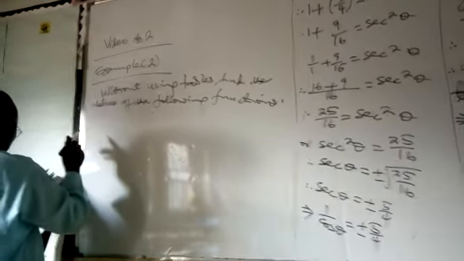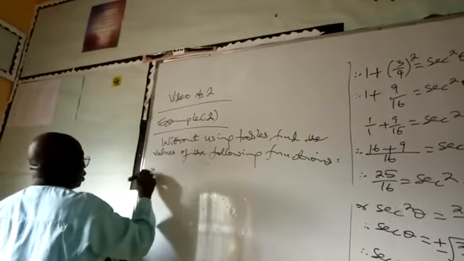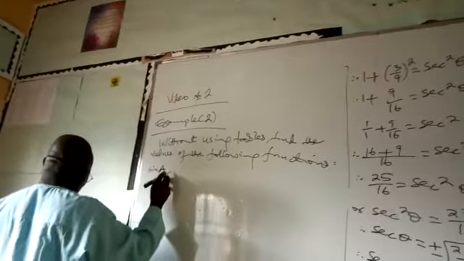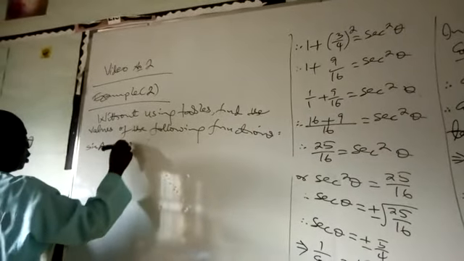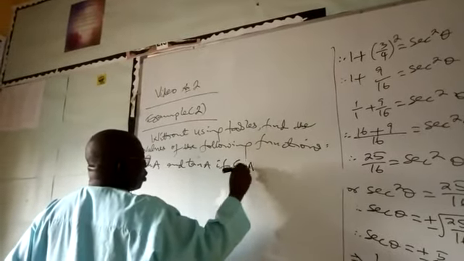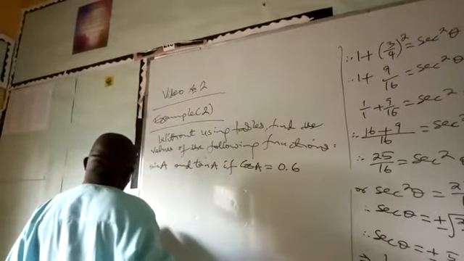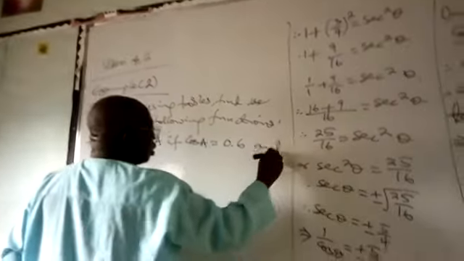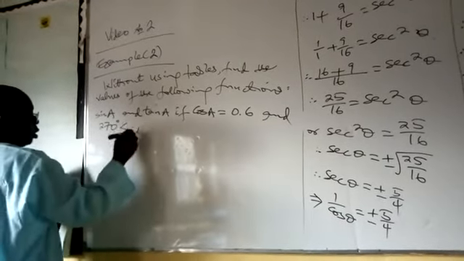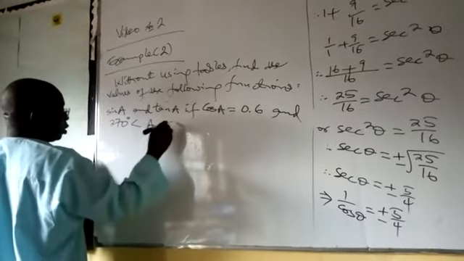Sine A and tan A, if cos A is equal to 0.6, and 270 degrees is less than A is less than 360 degrees. This is my second example.